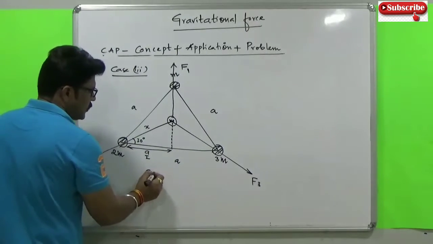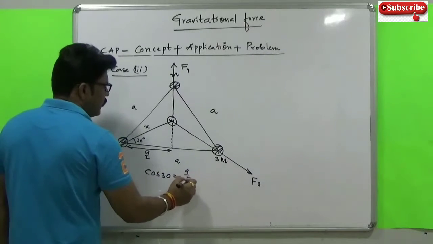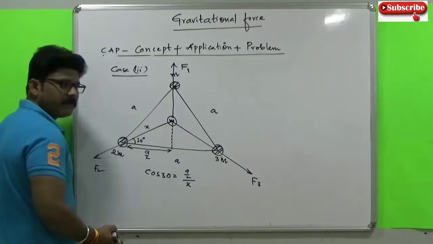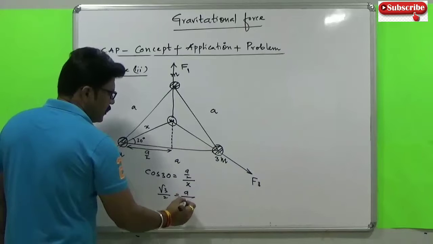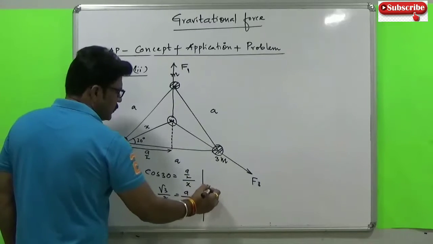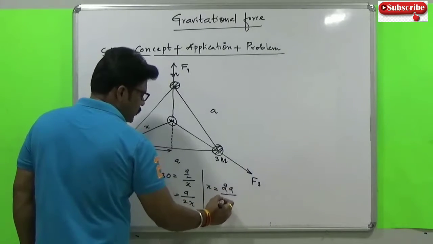Now if I take cos 30 degrees, what can I write? The adjacent side is a by 2 by x. So cos 30 is how much? Root 3 by 2 equals a by 2 into x, or x equals, just by cross multiplication, 2a by root 3. Am I right?